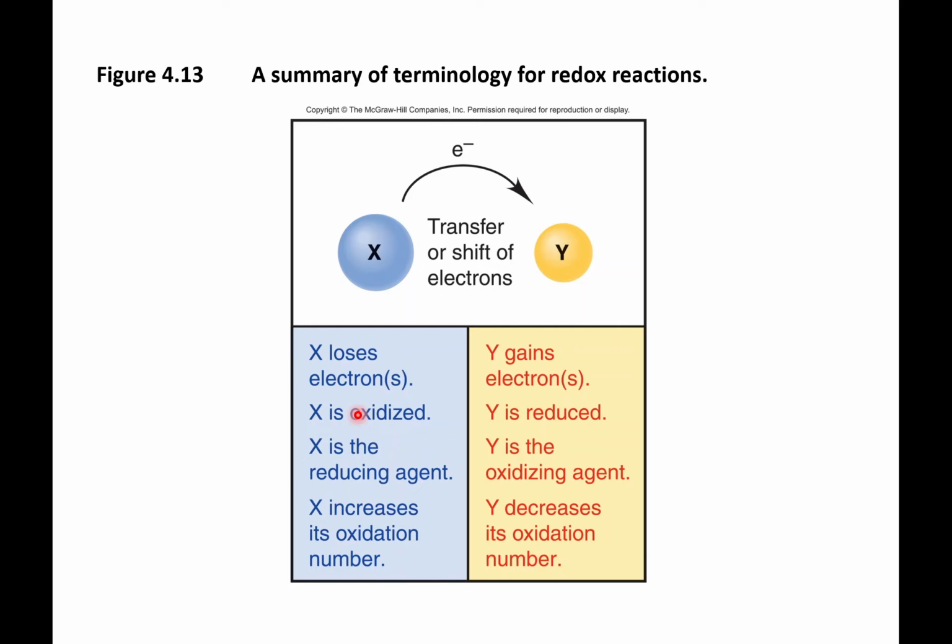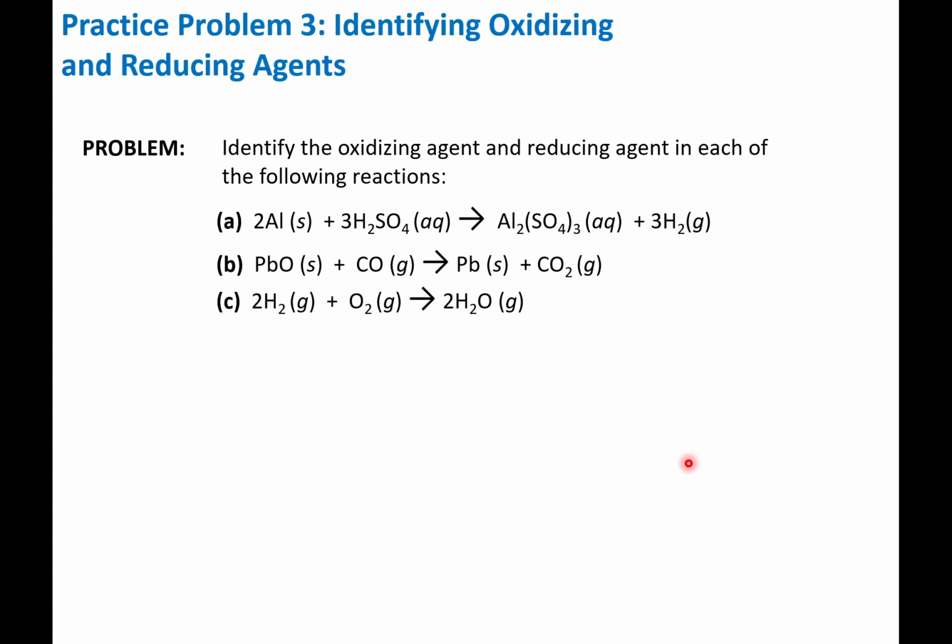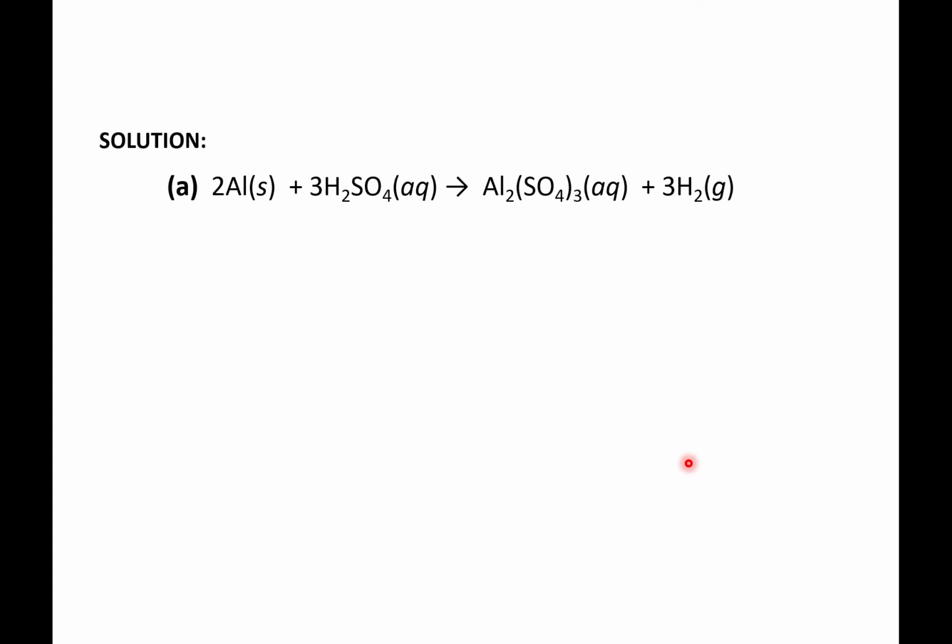Okay. Y, on the other hand, is gaining electrons. We can say that Y is being reduced. It's gaining electrons. Y is also the oxidizing agent because it's causing X to be oxidized. And Y decreases its oxidation number, and that's where that term reduced comes from. Okay. So let's try to practice identifying oxidizing and reducing agents.